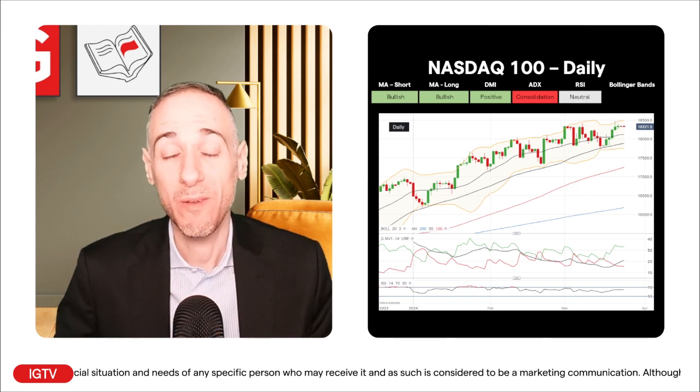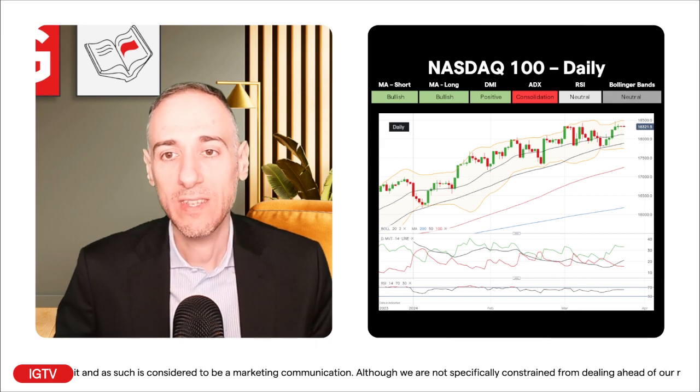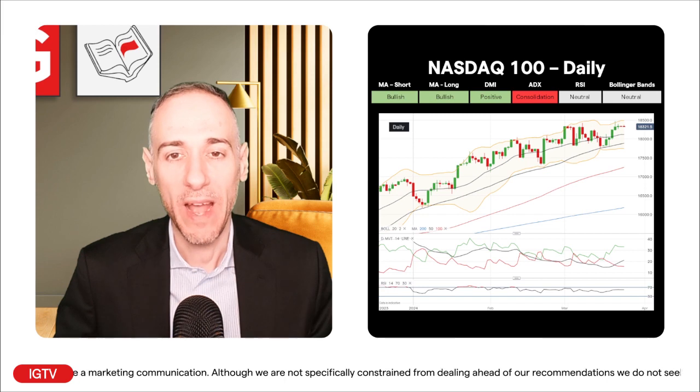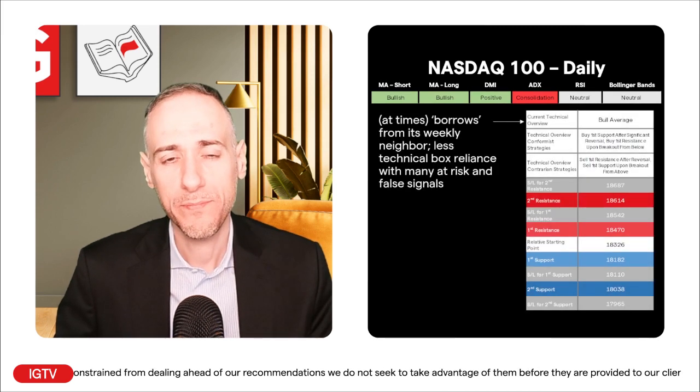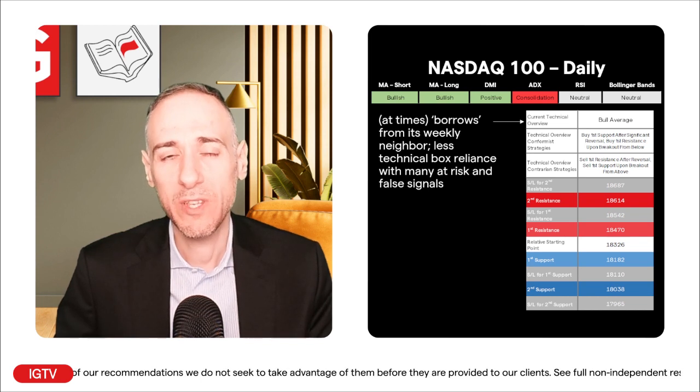An RSI that has been beneath overbought territory for quite some time, though trying to get close to 70, and price not too far off the upper end of the band. So in this case, this reminds us a little bit of what we saw with the US 500 or S&P 500. And that's an overview that at times is borrowing from its weekly neighbor.